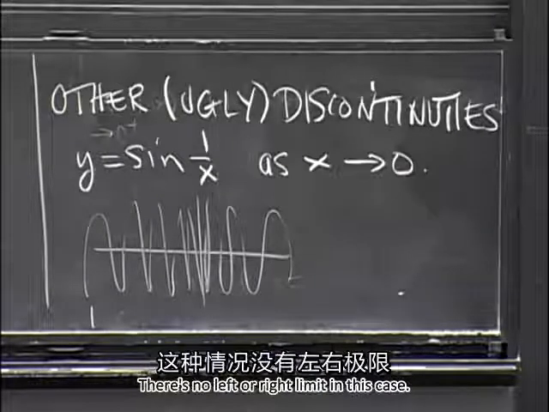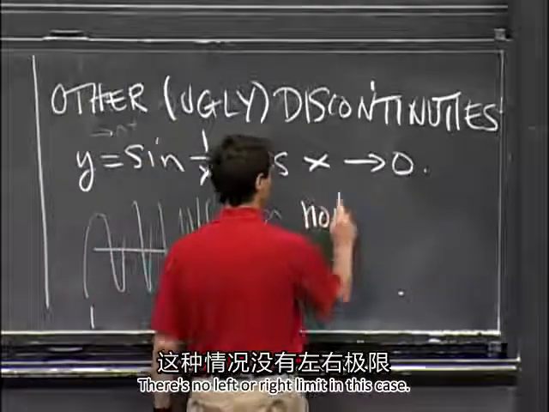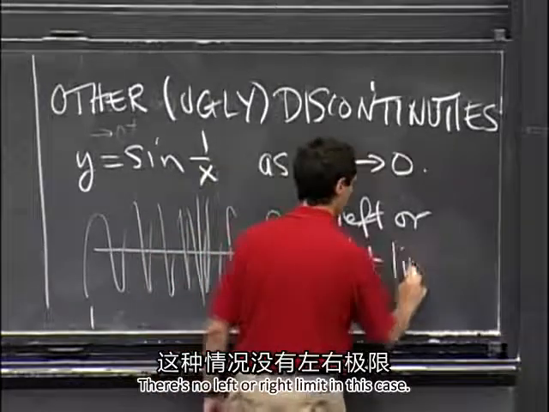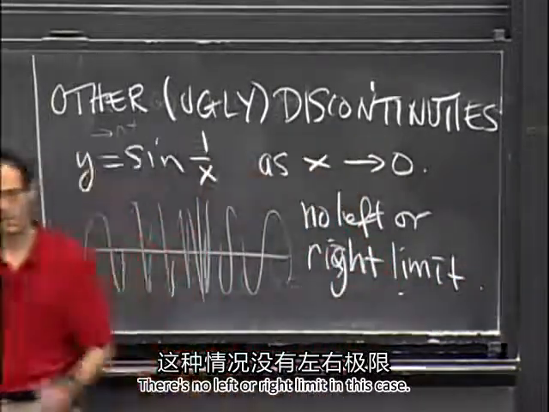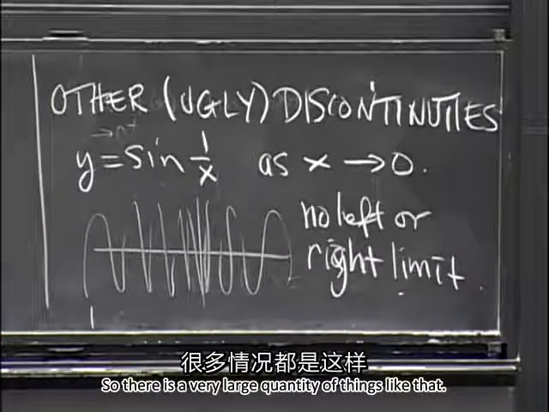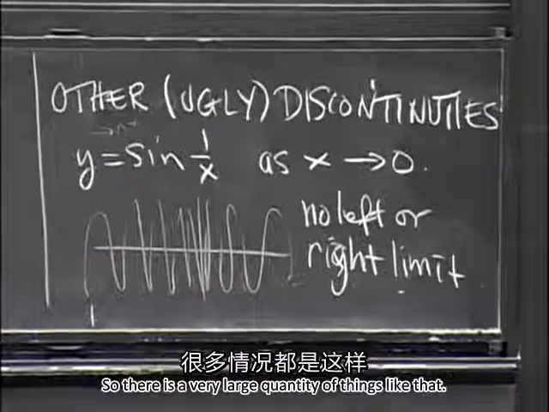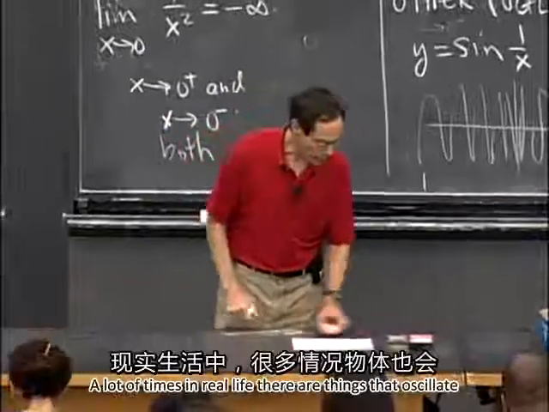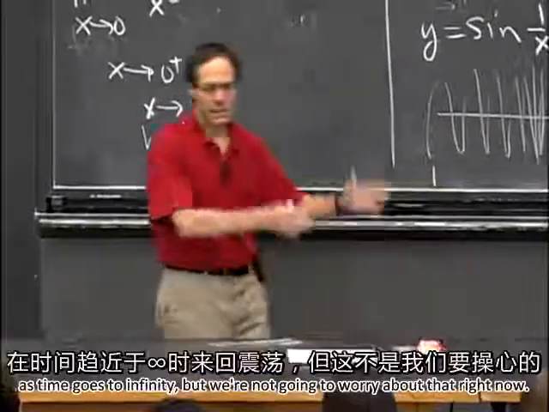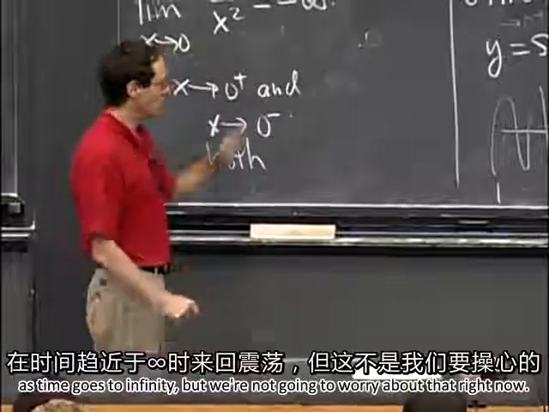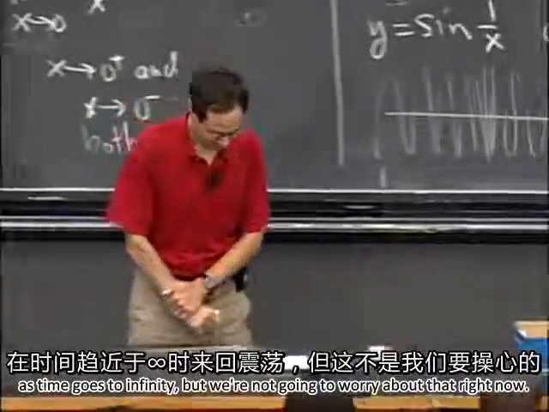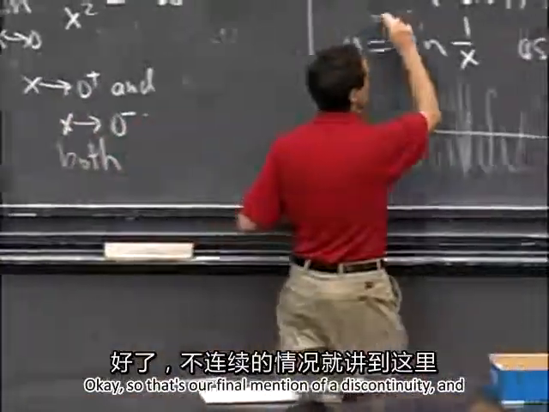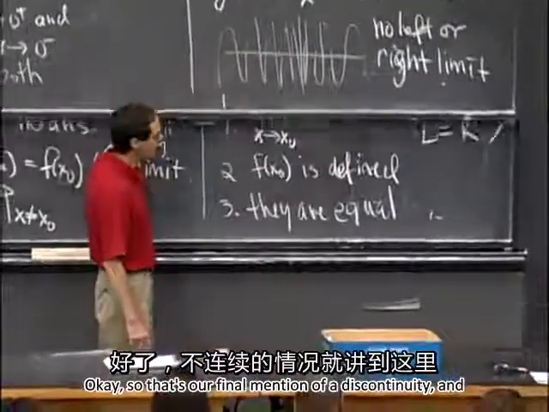And there's no left or right limit in this case. So there is a very large quantity of things like that. Fortunately, we're not going to deal with them in this course. A lot of times in real life, there are things that oscillate as time goes to infinity, but we're not going to worry about that right now. Okay, so that's our final mention of a discontinuity.